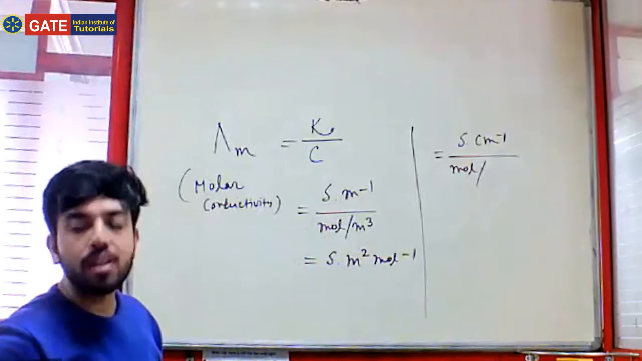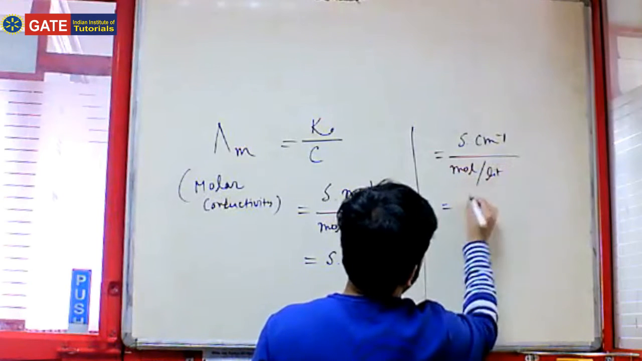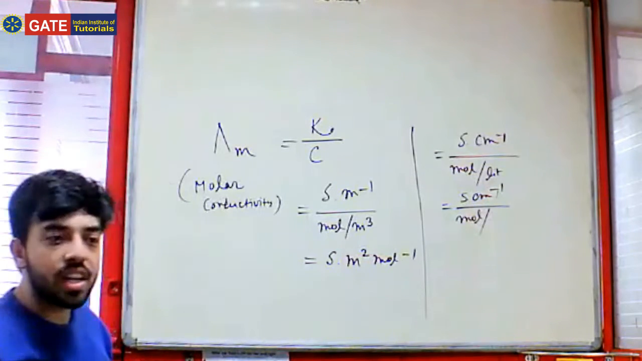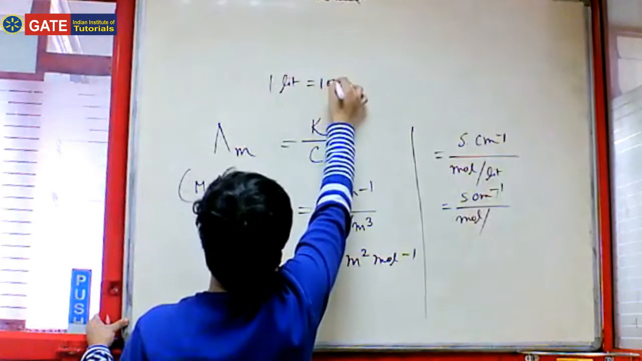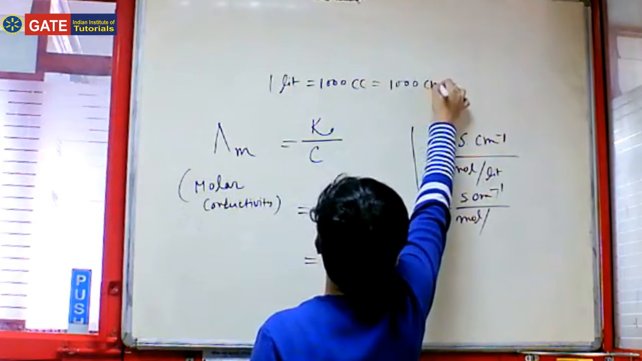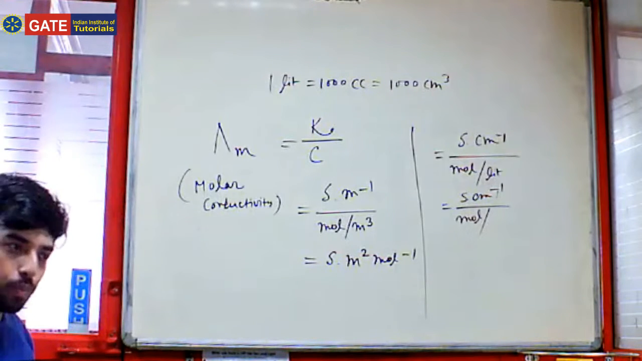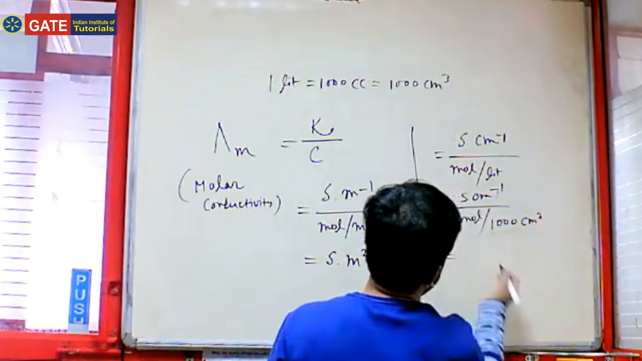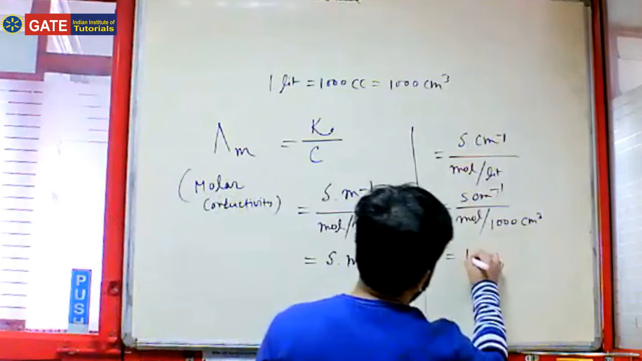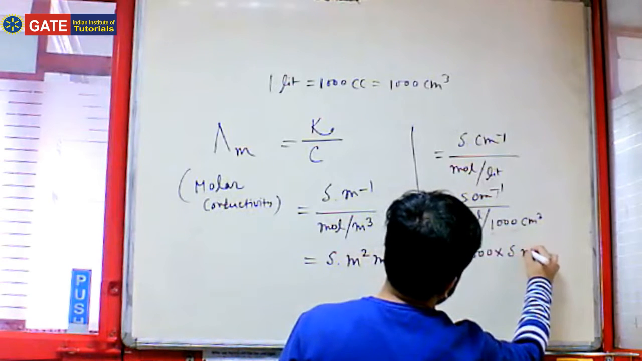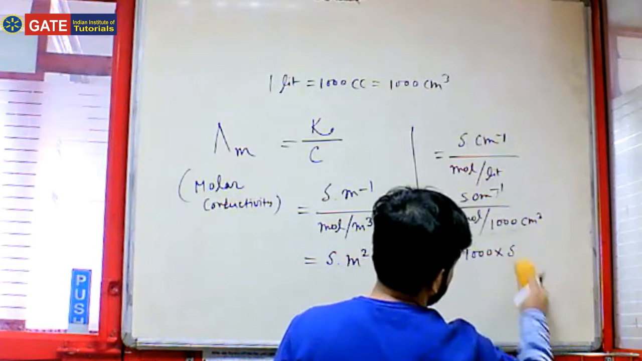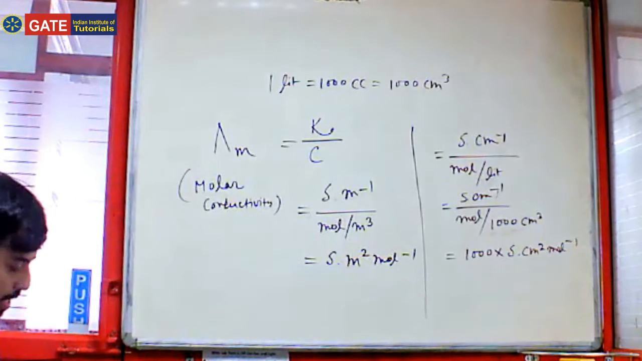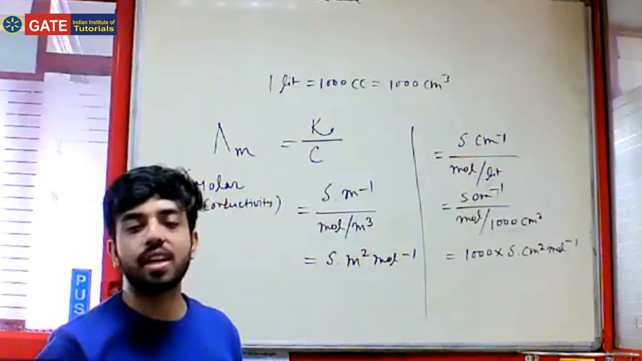So I'm putting mole per liter, suppose. What is 1 liter? 1 liter means a thousand centimeter cube. You know this? Right? Clear? So when they provide it, listen to me, in the book they have complicated all those things.